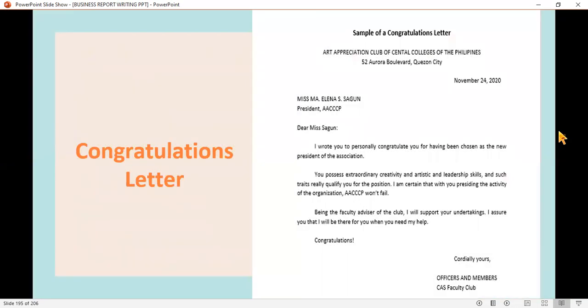An example of congratulations letter is here. I wrote, Dear Miss Sagun, I wrote you to personally congratulate you for having been chosen as the new president of the association. So, why did the officers and members of CAS faculty club congratulate Miss Sagun? Because she was promoted as the new president of their association. Po.